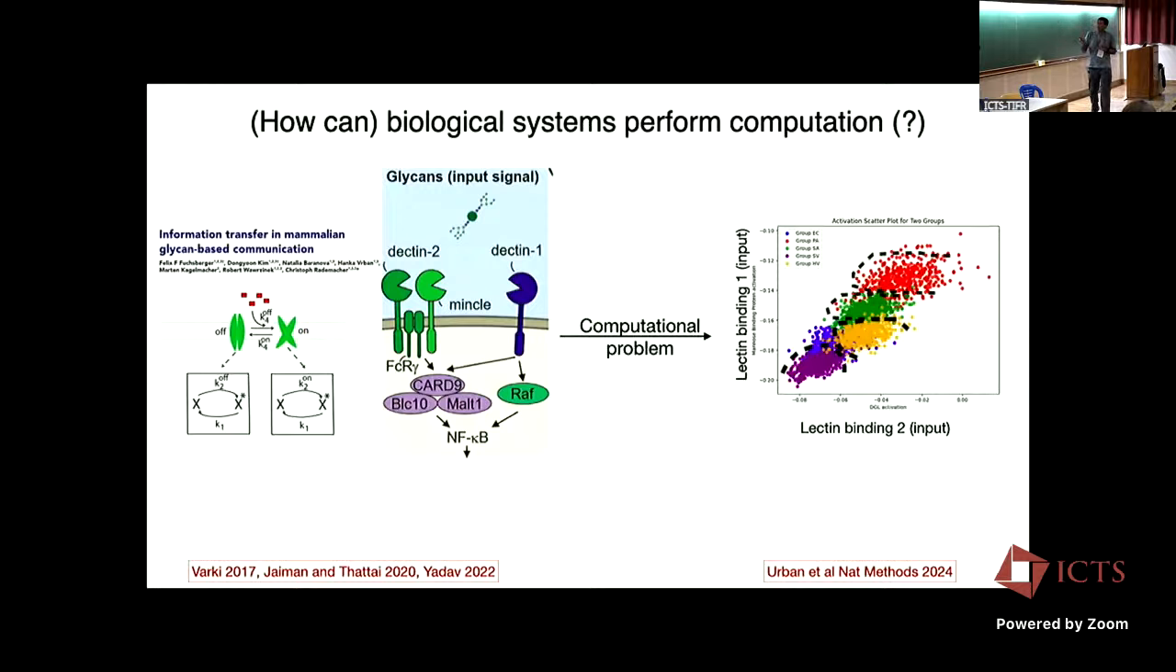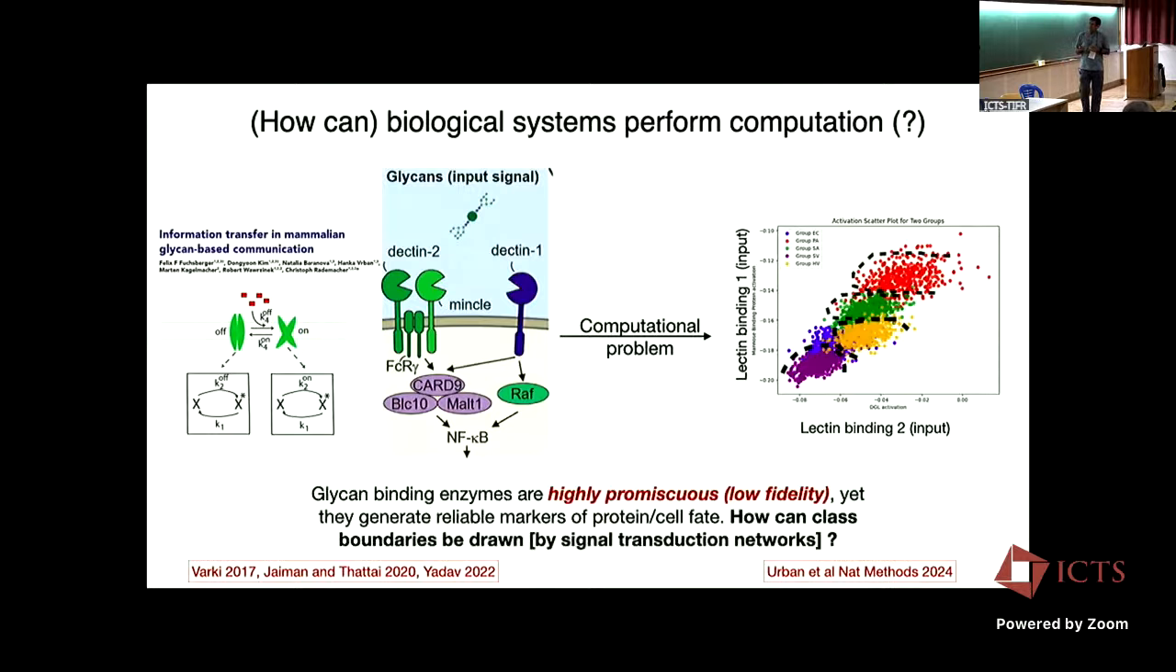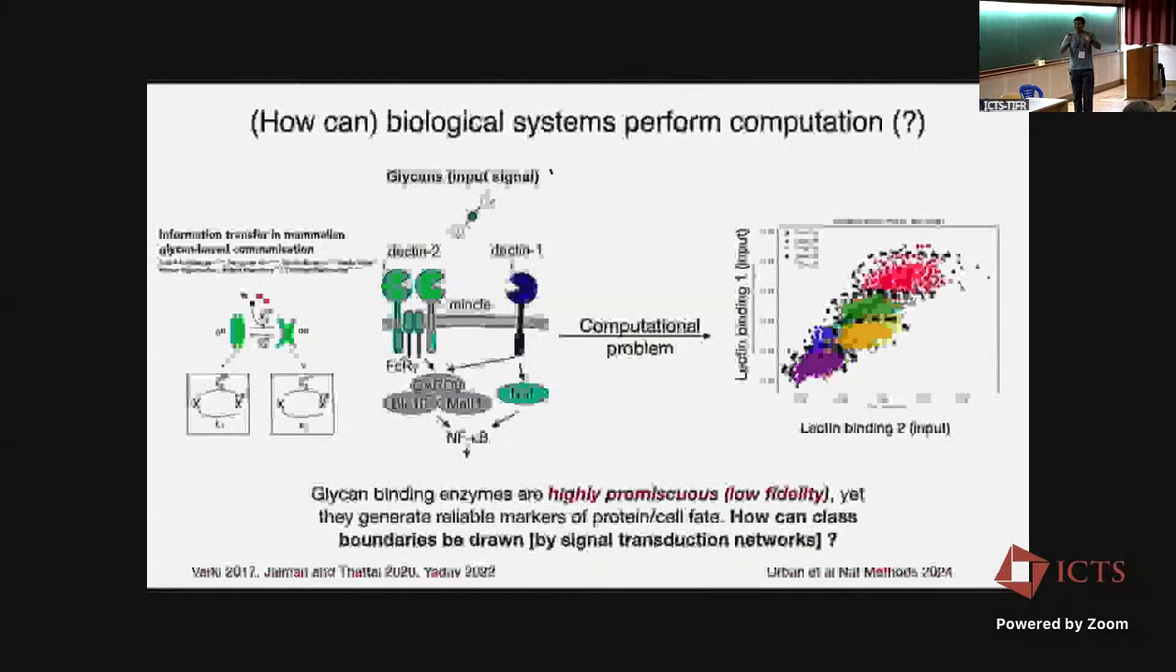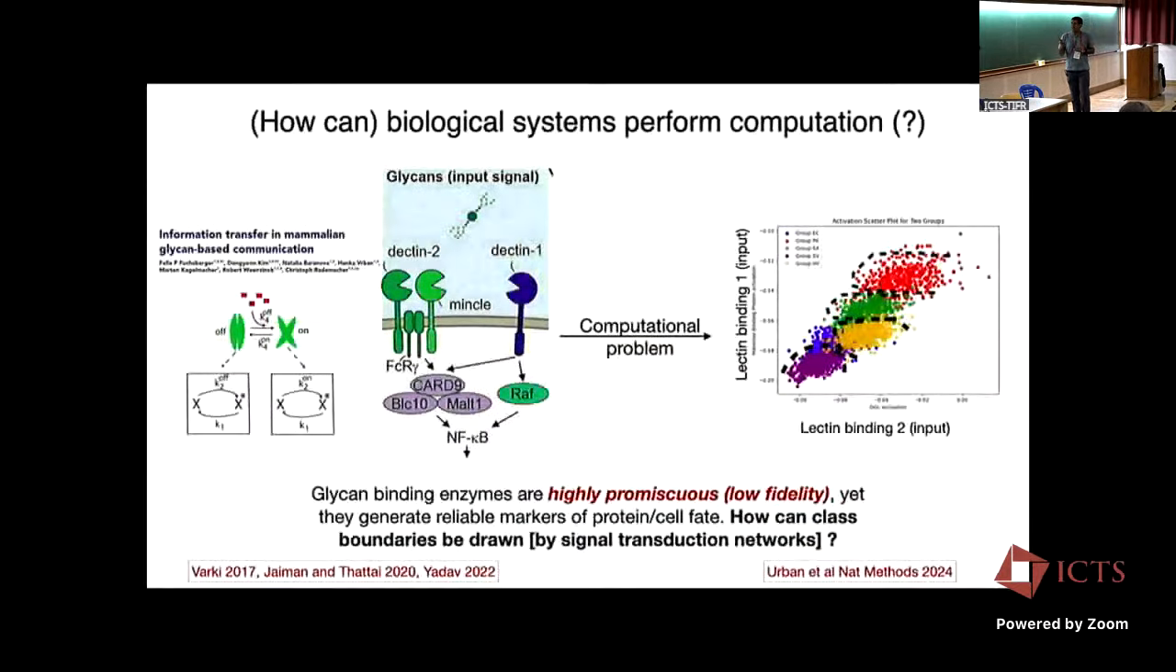And we want all of this to happen within the constraints imposed by biology, within the constraints imposed by biochemistry. Okay, this question, how can class boundaries be drawn by signal transduction networks, is something that we found to be a basally interesting problem, and I'll spend some more time on that.